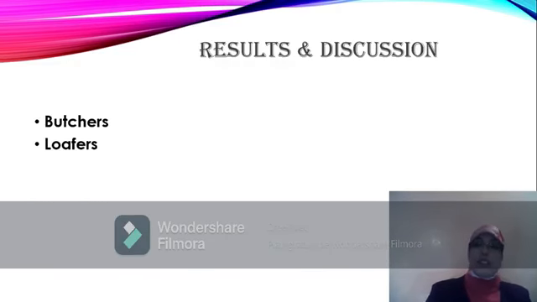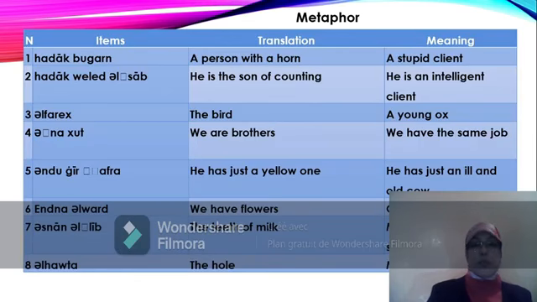Well, in the results and discussion, I will focus, as I said from the very beginning, on two main occupations in Morocco: butchers and loafers. Starting with the metaphor, here are some examples. First of all, in the first item, this is the Moroccan statement, then you get the translation and the meaning in English.